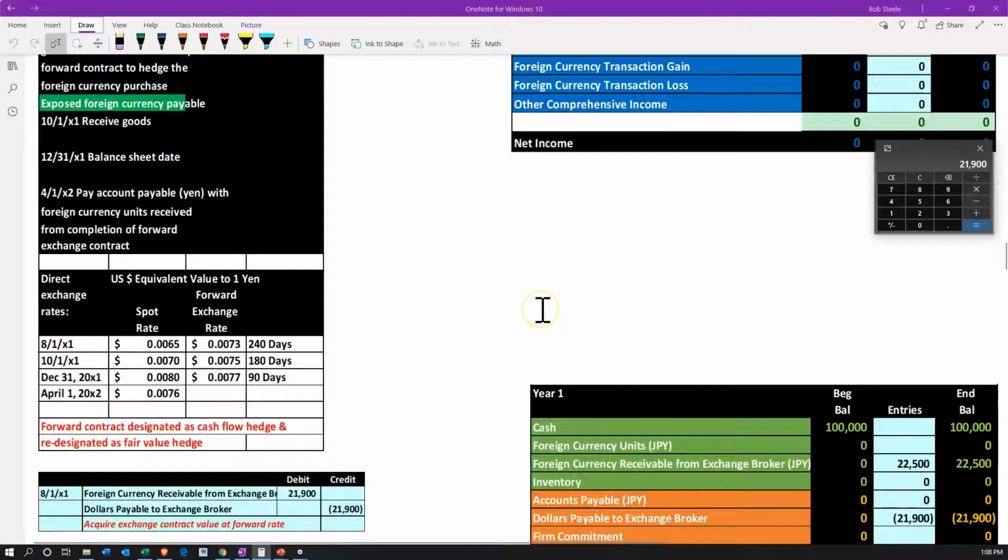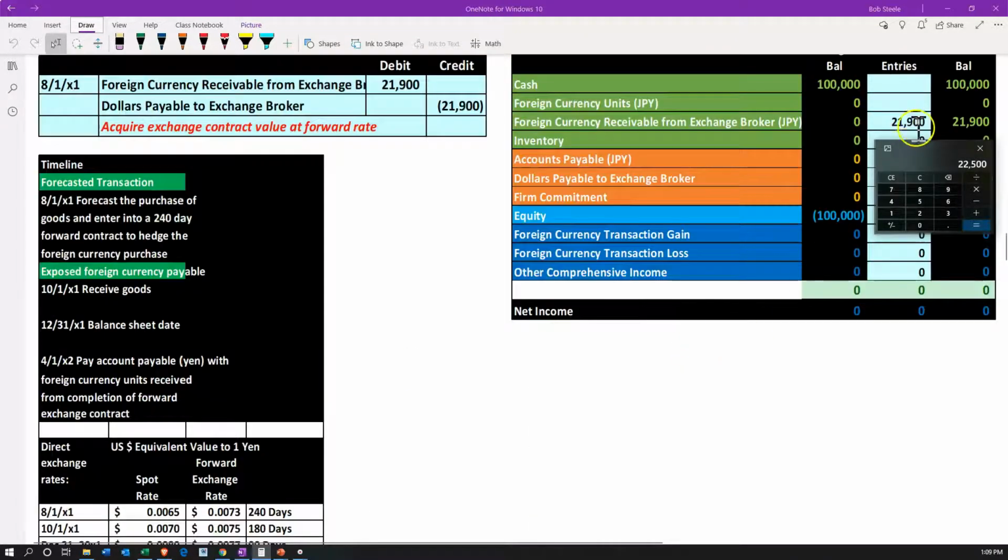So I'm going to say the 3 million times the current forward rate. Here's the forward exchange rate as of 10/1, which is 0.0075. So 3 million times 0.0075 is going to be the 22.5. Currently on the books, 21.9. So 22.5 minus the 21.9 is going to be the $600. That $600 is going to result in a gain.